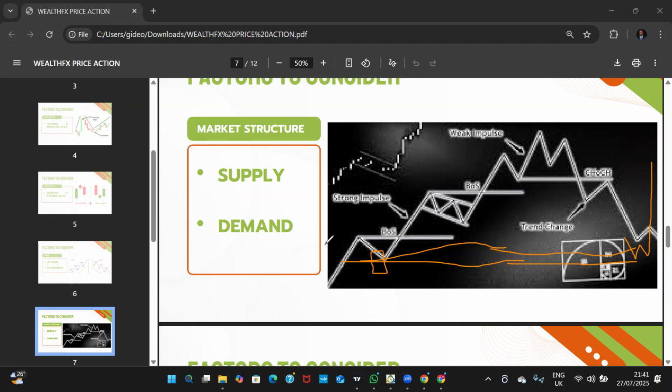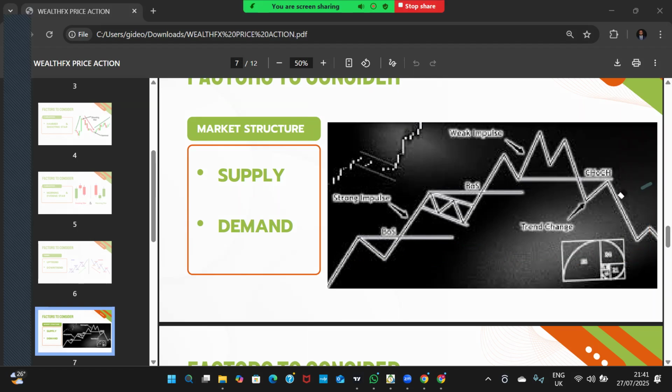So yeah, that is how we use market structure. And yes, your demand is literally your last low, and meanwhile your supply is your last high. And yes, how do we identify these zones? I'm gonna talk about them on the charts shortly, because supply and demand can be tricky if you're not careful with using them.